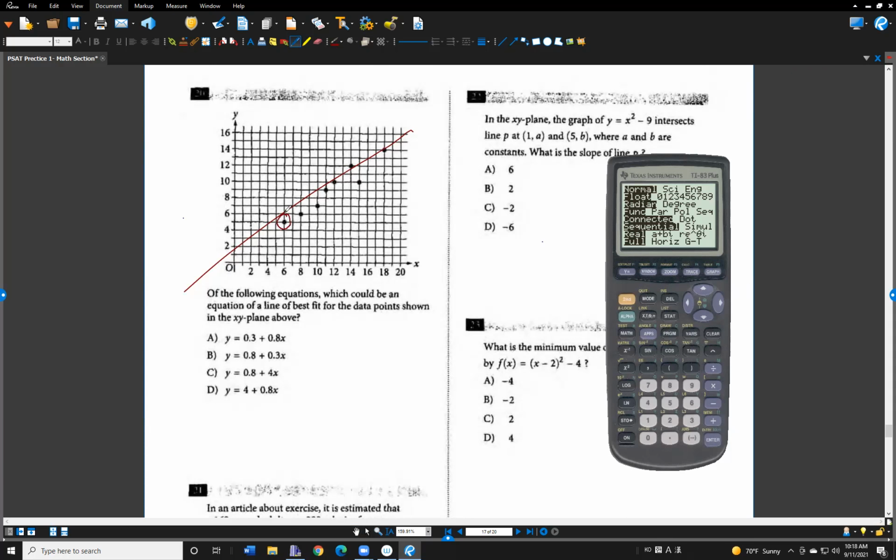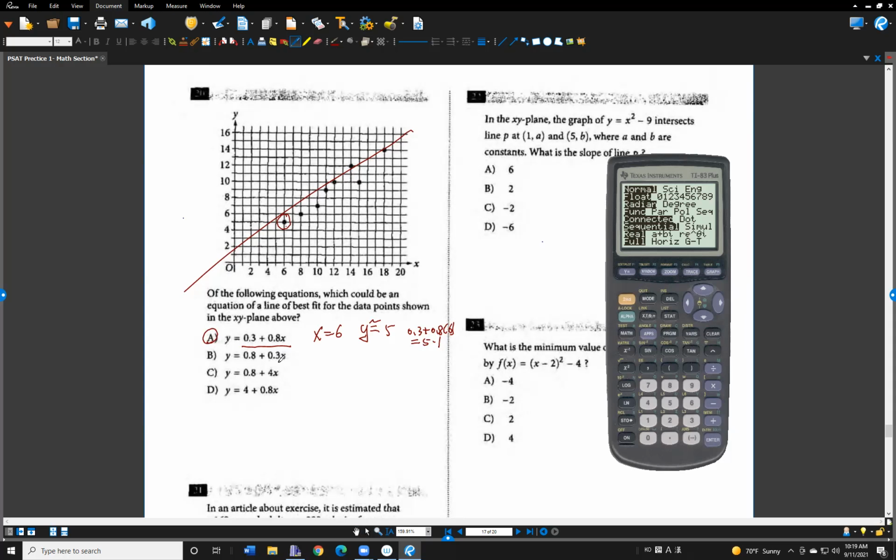When x equals 6, y equals around 5. Because the line of best fit is not exact numbers, you can choose one point and plug in this number. Try this one: -0.3 plus 0.8 times 6 is what? 5.1. It's very close, right? It's okay.